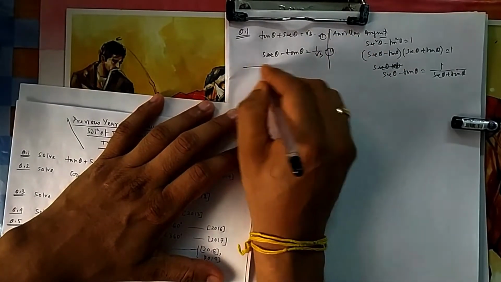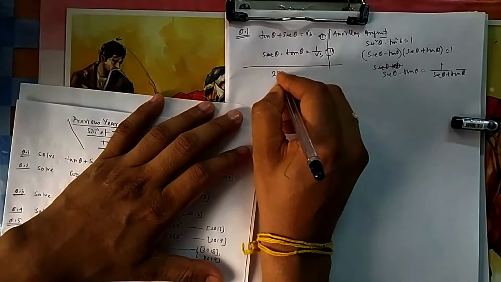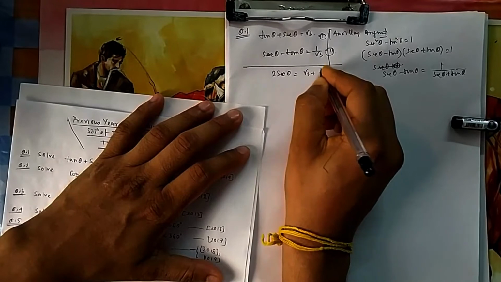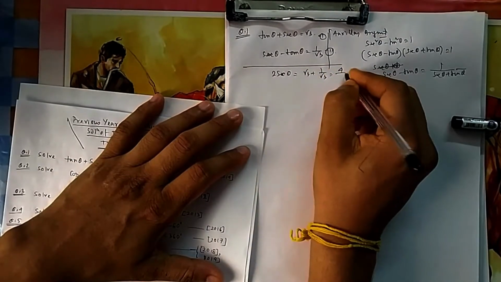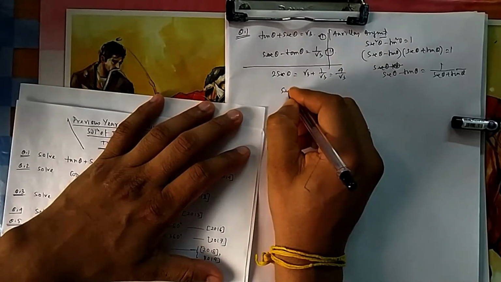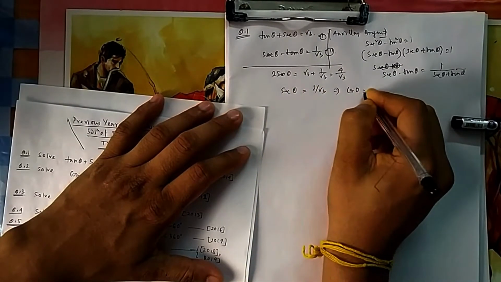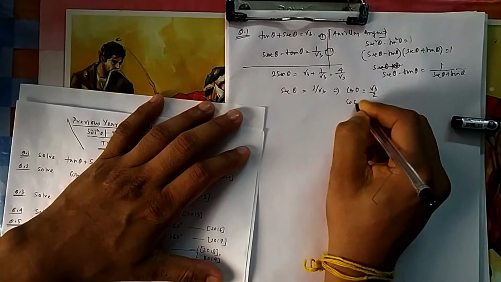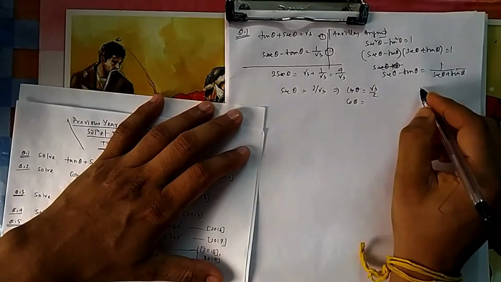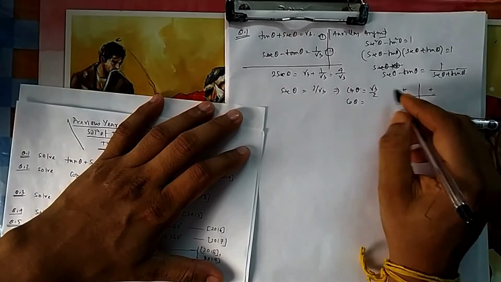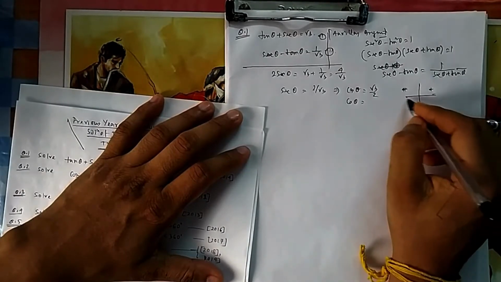Now you can add these two equations and you can see tan theta gets cancelled, and you will find 2 sec theta is equal to root 3 plus 1 by root 3, which is equal to 4 by root 3. And then if you divide by 2, your sec theta is equal to 2 by root 3, which will imply your cos theta is equal to root 3 by 2. What is the principal value of cos? It is plus in the first and second quadrant for cos's principal value.